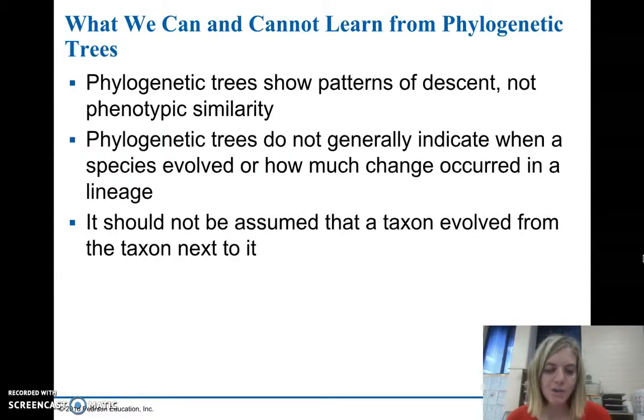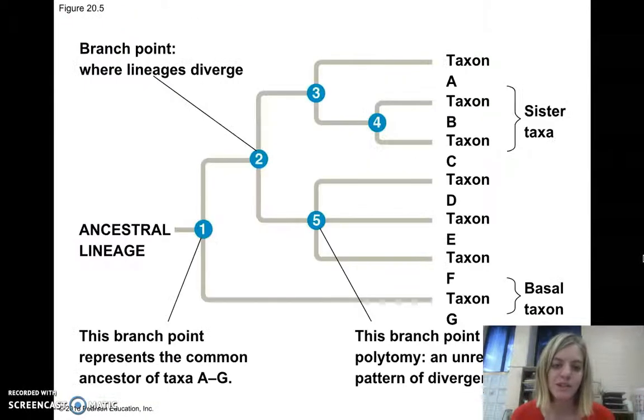And also, it should not be assumed that a taxon on a phylogenetic tree evolved from the taxon next to it. So you can't just say B and C evolved from each other. You just know that they had a common ancestor here, that branch point, but you don't really know what that is.